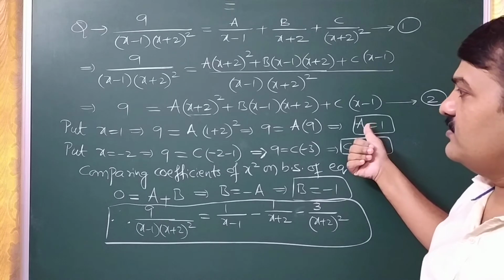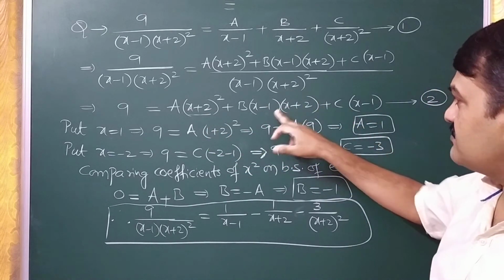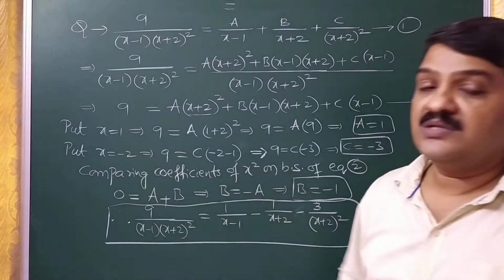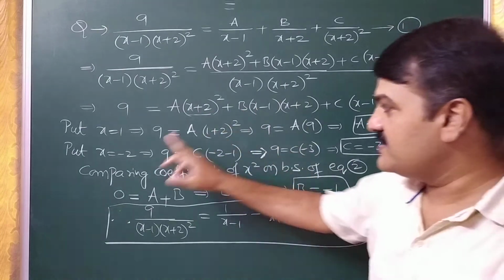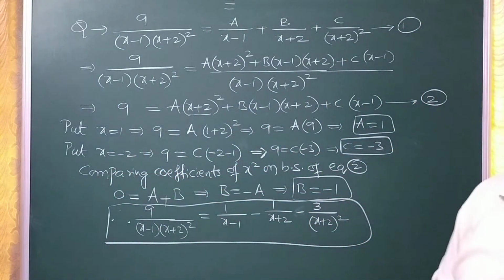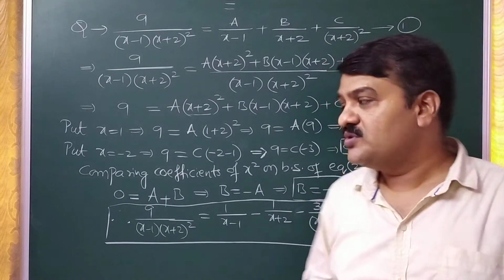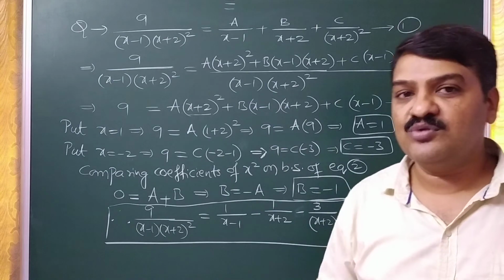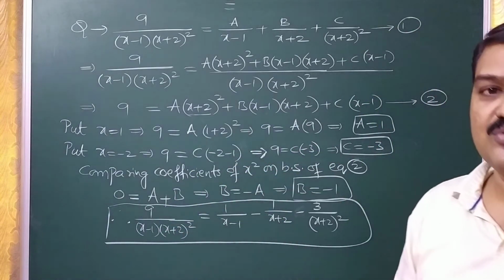To find the value of A, we took x minus 1 as 0. Now to find the value of C, we took x plus 2 as 0, that is x is equal to minus 2, and we get the value of C. After that, by substitution we will not get the B value. So when substitution is not useful to get the value, we will consider comparing coefficients on both sides.